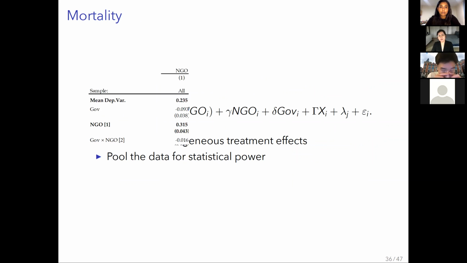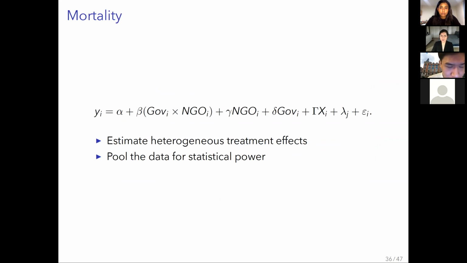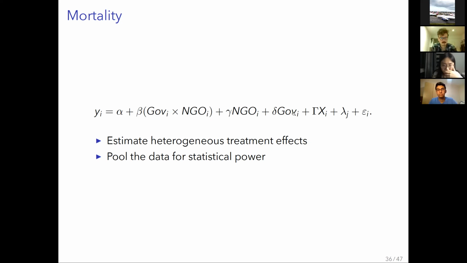So what I'm going to do now is look at mortality. And when I look at mortality, I'm going to pool the data. So this is exactly what we were doing before. I'm looking at the villages with a government health worker, that would be this variable being 1. I'm looking at these villages and the other villages separately.